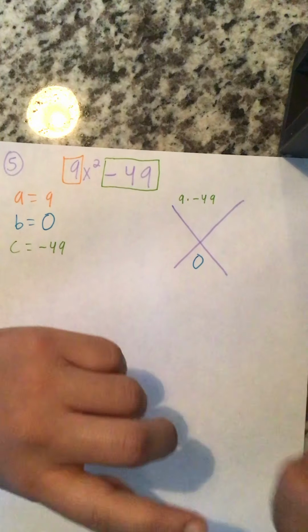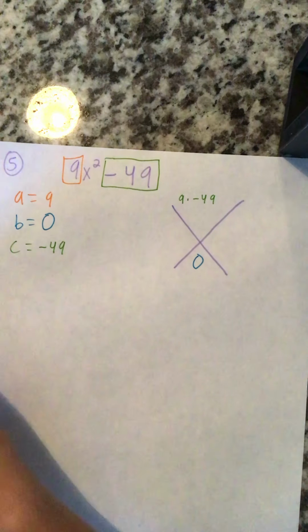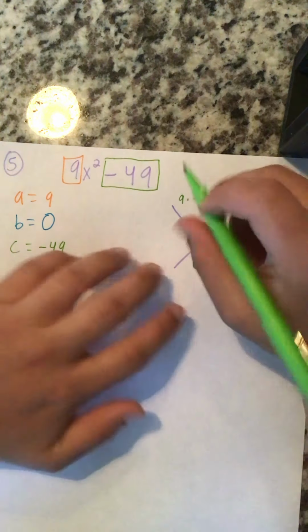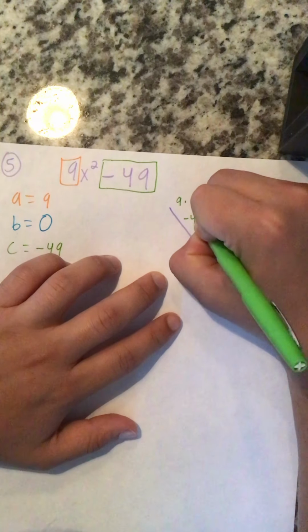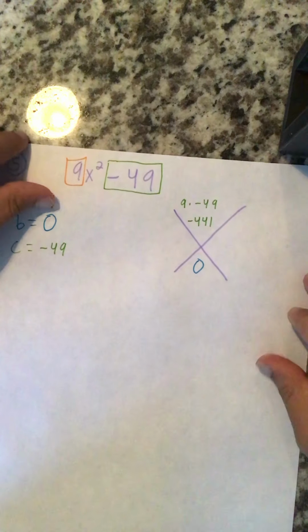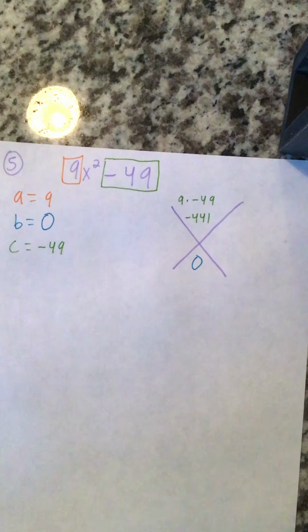So 9 times negative 49 gives me negative 441. You can use a calculator. You don't have to do that in your head. Use a calculator. It's fine.